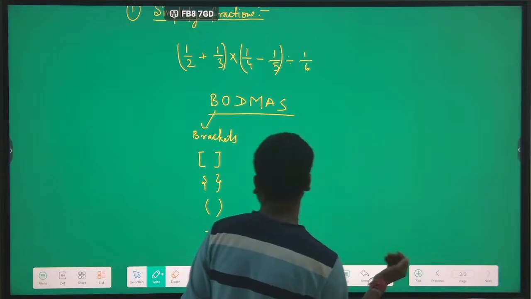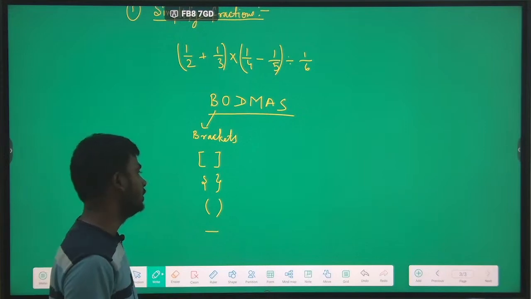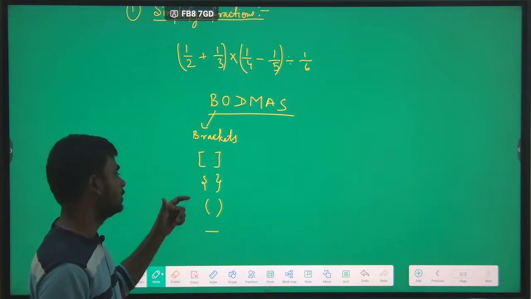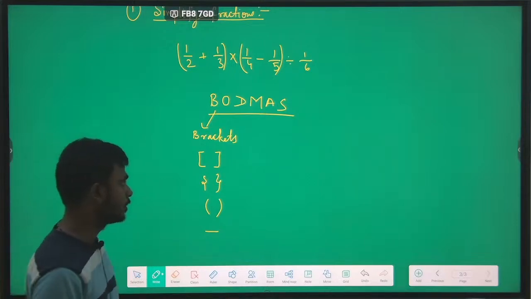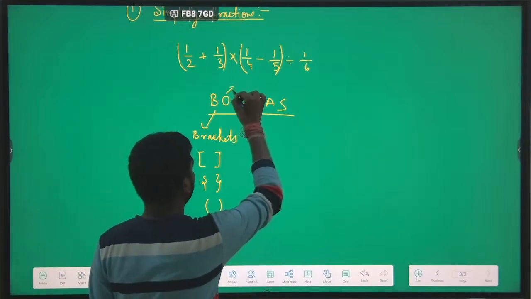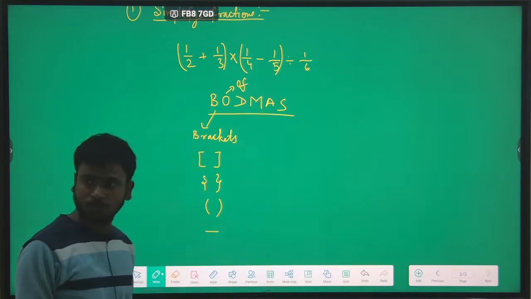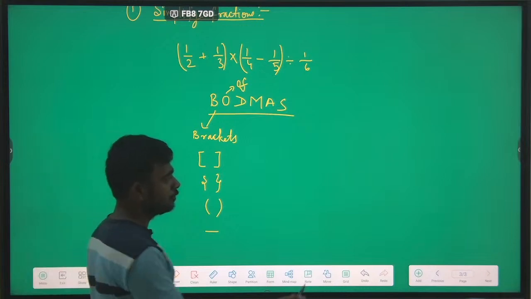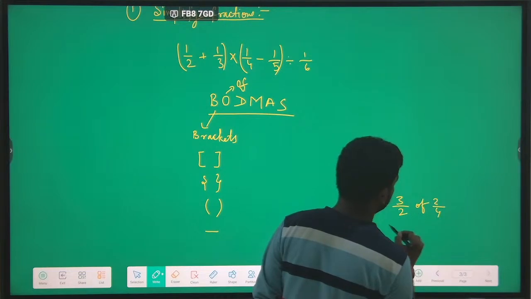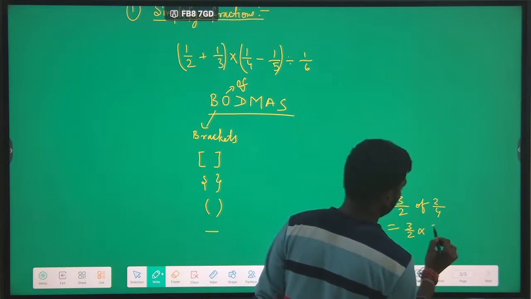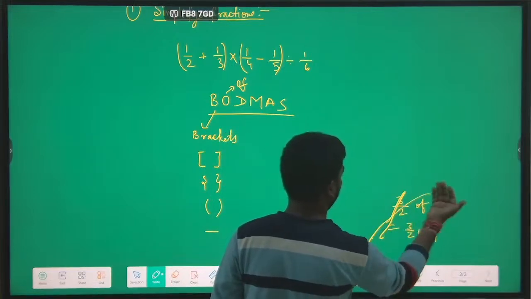So the brackets are generally of 4 types. The first one is square bracket, the second one is curly bracket, the third one is parenthesis, and the fourth one is vinculum. Now, O is for off. Off generally means multiplication. Whenever there is off, let us suppose that we have written 3 by 2 of 2 upon 4, it will be 3 by 2 into 2 upon 4. Okay. So, O is for off.